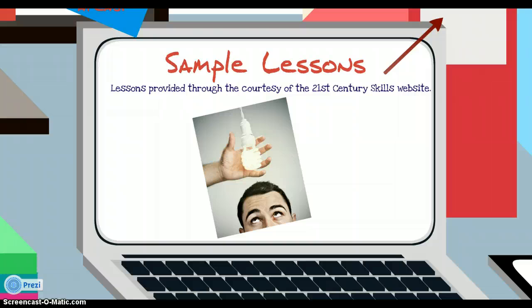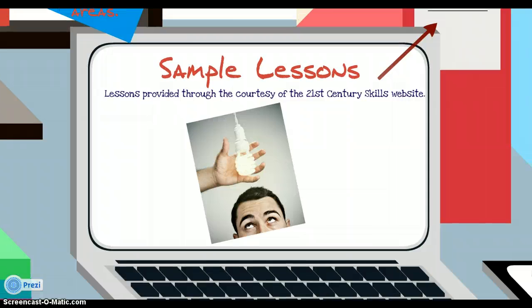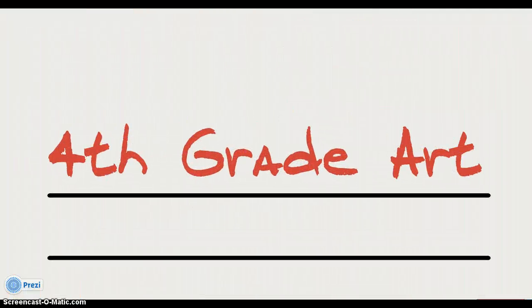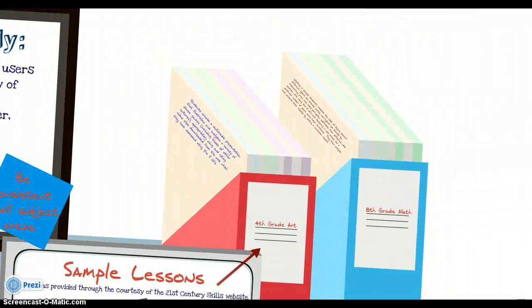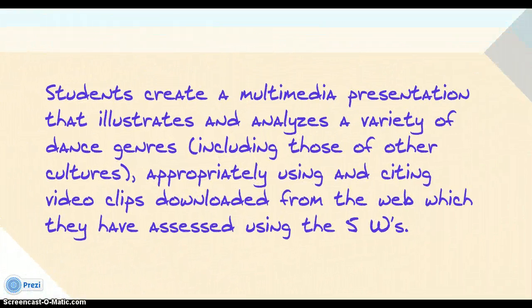And obviously we're in a teaching community, so this should be something that we are sharing amongst our colleagues. So using some of the ideas from the 21st Century Skills website, we've just picked a couple of lessons. First of all, 4th grade art. So here's an idea. If you are an art teacher in the elementary area, students could create a multimedia presentation that illustrates and analyzes a variety of dance genres, which could include other cultures, and they would appropriately use and cite video clips that they download from the web, but they would have to assess whether these sources were credible by using those 5 W's.